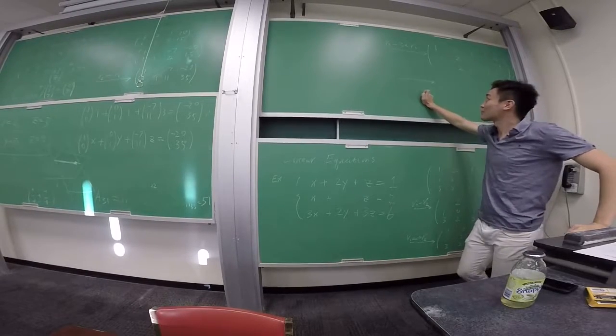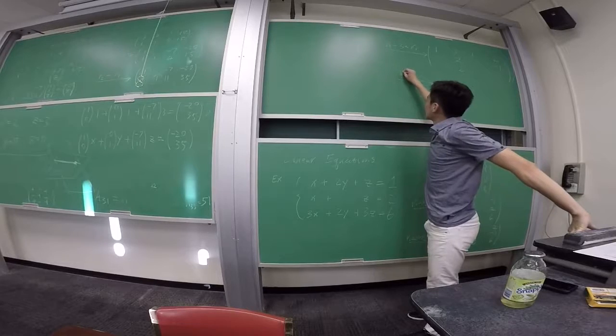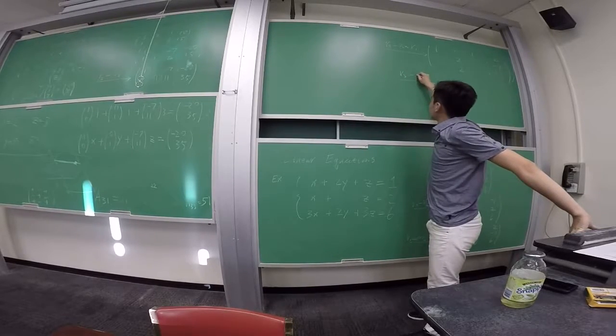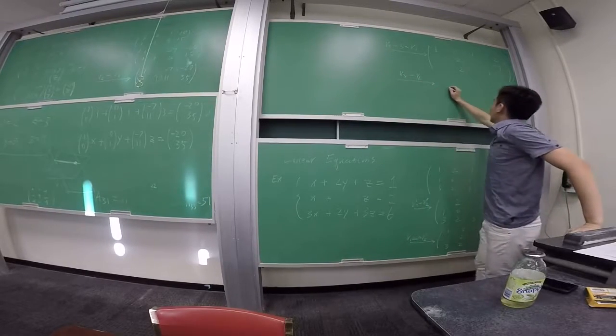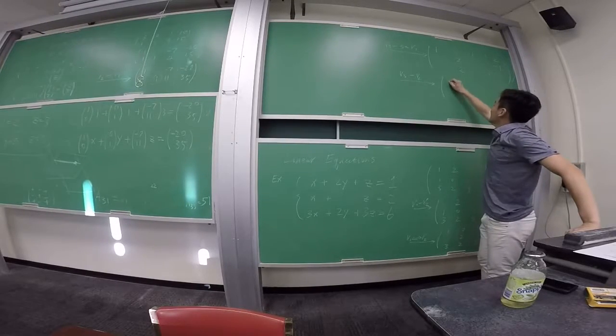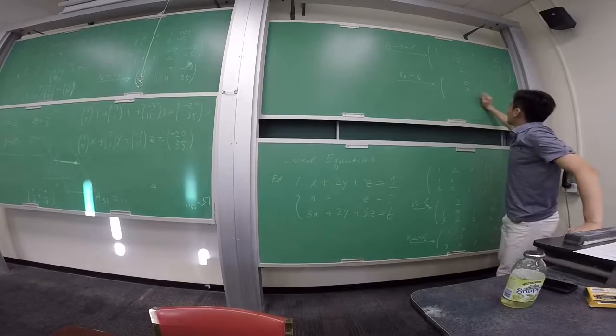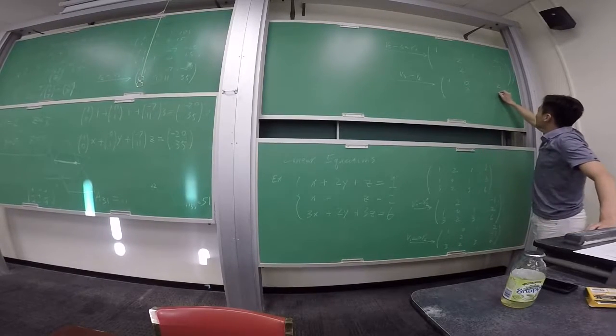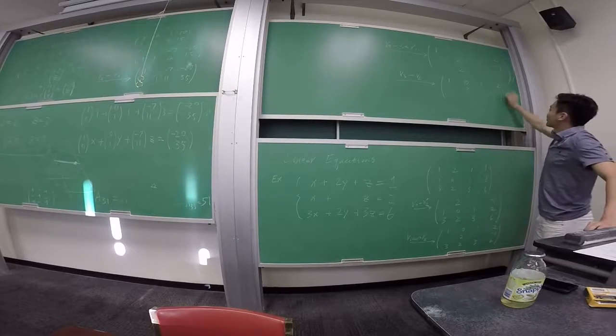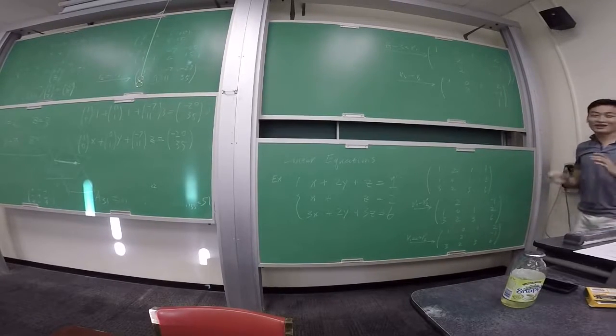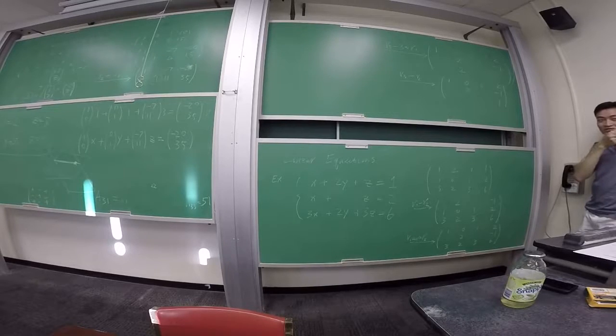R2 minus R3. Okay, the third one minus the second one, right? As you will see, 1, 0, 1, 2, and 2 minus 1 is 1, right? Okay, now a question: can we do R3 minus half R2? Yes, you can. You want to do R3 minus half R2. Yeah, you can do that.